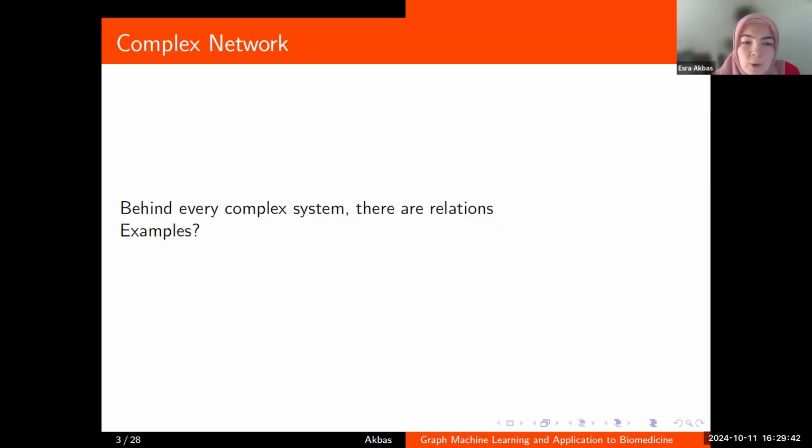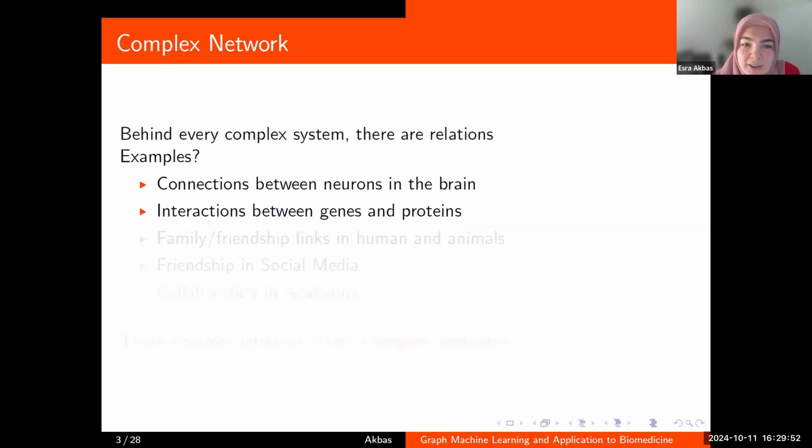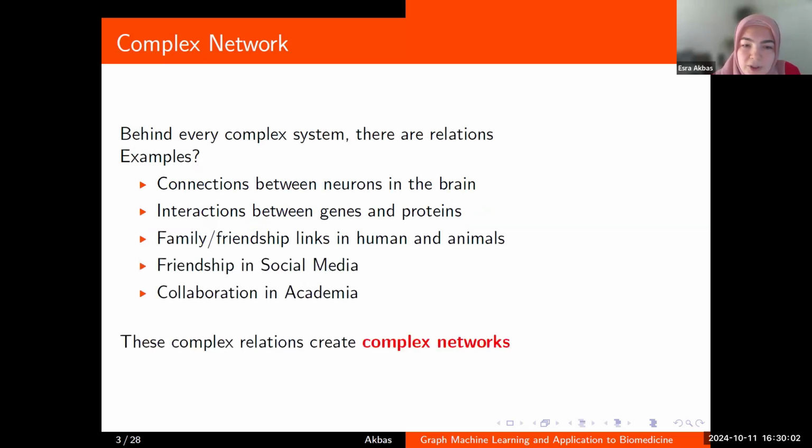If we have these complex systems, there are complex networks here. When we look at these examples, like connections between neurons, interactions between genes and proteins, family-friend relationships in humans or in animals, friendships in social media, collaboration in academia, all these create complex networks. All these different types of relations create complex networks in our life.